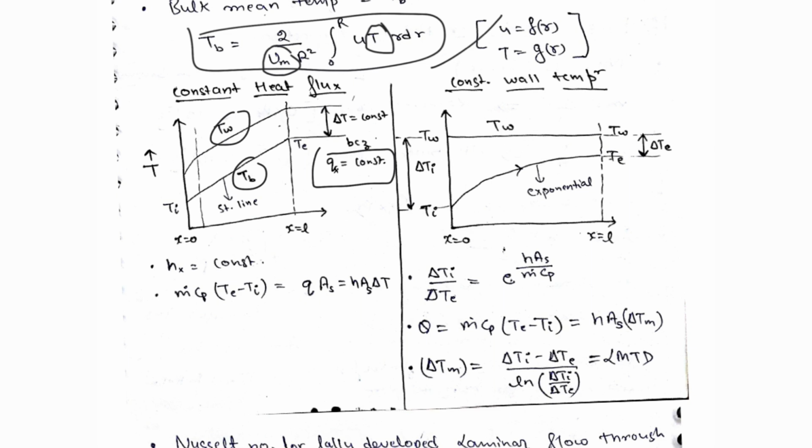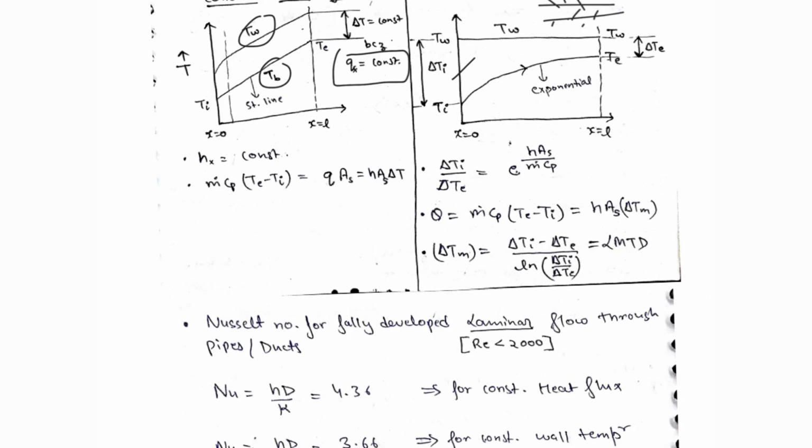And if you talk about the constant wall temperature, here there is a huge temperature difference between the wall temperature and the incoming fluid at the entry. As the fluid flows in the pipe, and since there is heat transfer continuously into the flowing fluid, the temperature of the fluid will increase. Therefore, gradually the temperature difference between the wall and the fluid will reduce. Okay, and this you will get ΔTi upon ΔT is equal to e^(hA/(m dot Cp)), since the variation is exponential.